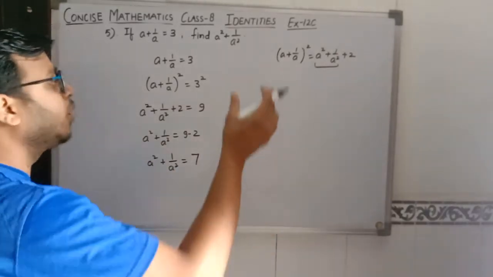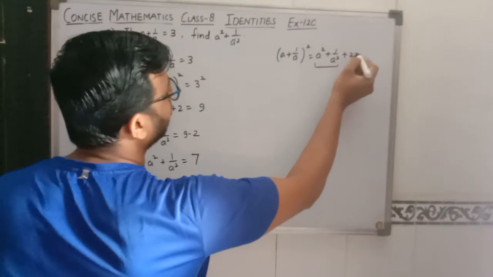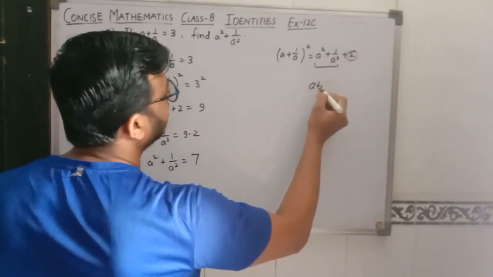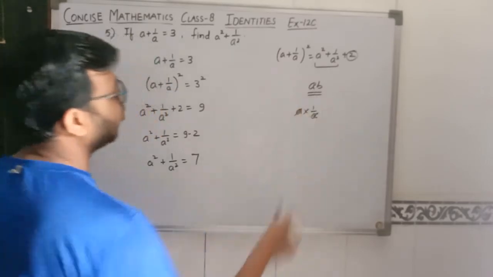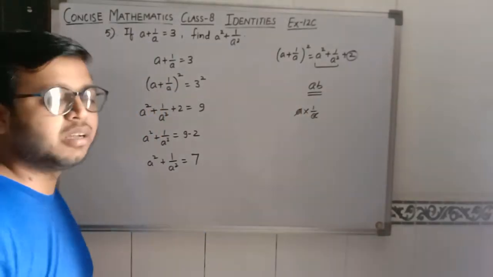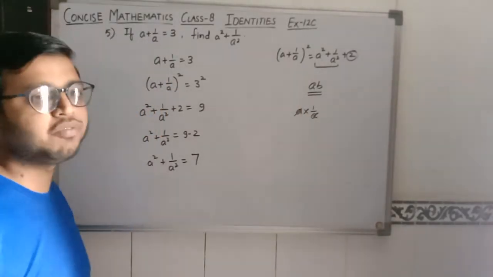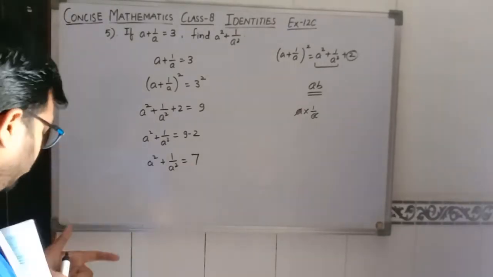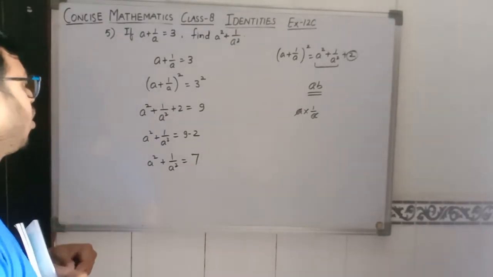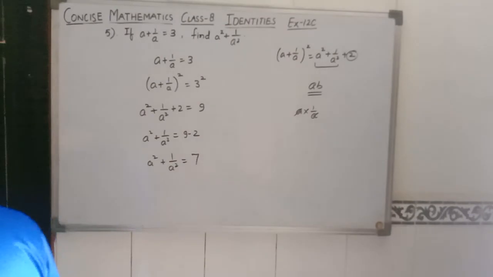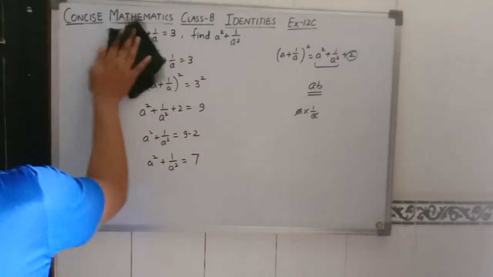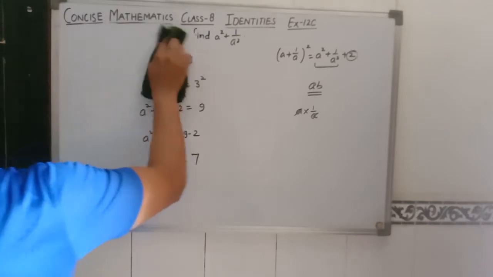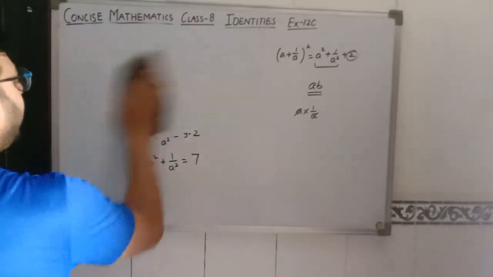Only this value, because we know that in this expansion the ab term is not there, because a into 1 upon a can be cancelled out. That is why we know very well that the ab term is not there. So one value is sufficient to solve this question. So this is the method to solve question number 5. Question number 6 is very similar to question number 5, so you can solve question number 6 yourself.